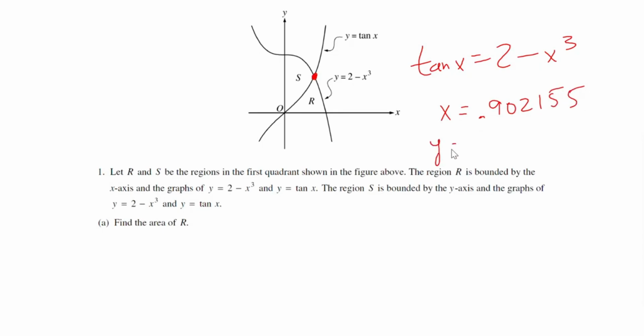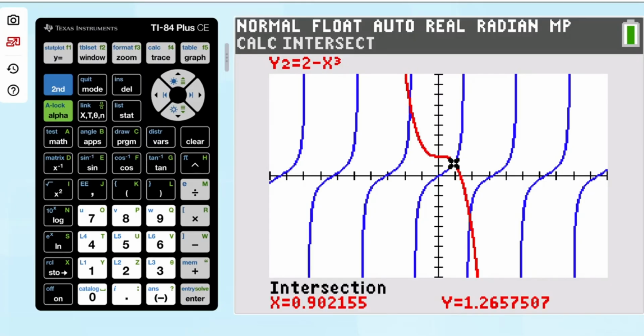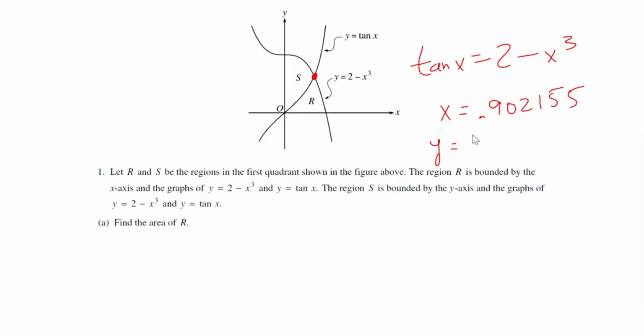And just in case we need it, maybe we'll note down the y value. The y value there was 1.2657507. And we might need that in a later part, so good to just jot it down. So to find the area of R, and I'm going to call this A, and I'll call this B, just so I don't have to keep rewriting them.